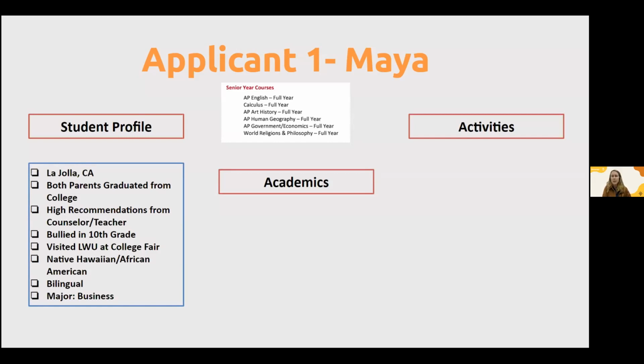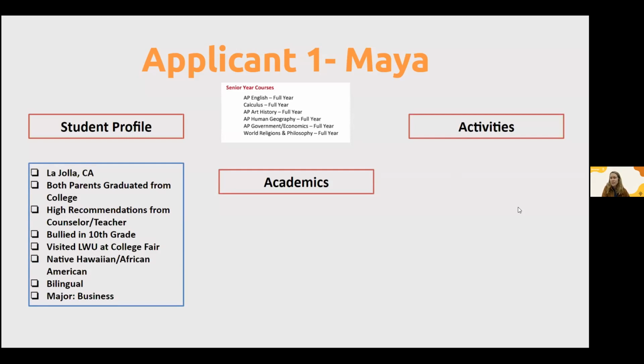Both of her parents graduated from college. She does have pretty high recommendations from both counselor and teachers. She included a letter of rec from a teacher and her counselor, and they spoke pretty highly of her. They both did mention that she experienced some bullying within her 10th grade year and how she had to overcome that in the following years, and how that made her a little bit of a stronger person.